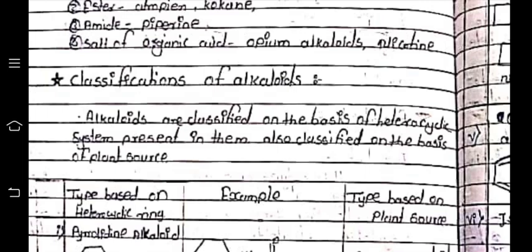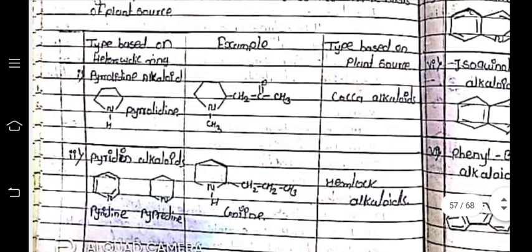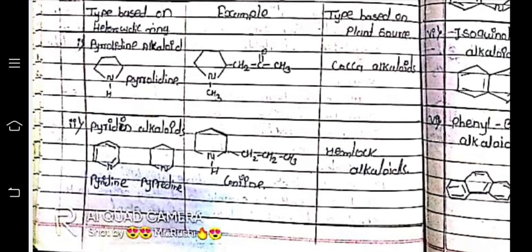Classification of alkaloids. Alkaloids are classified on the basis of the heterocyclic ring present, and also on the basis of the plant source. Types based on the heterocyclic ring: pyrrolidine alkaloids, pyridine alkaloids, pyrimidine alkaloids and other heteroalkaloids.